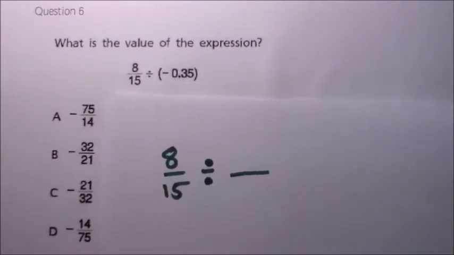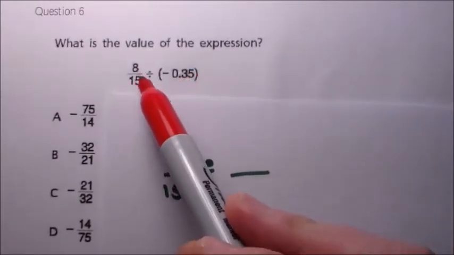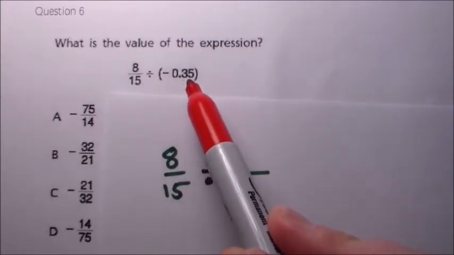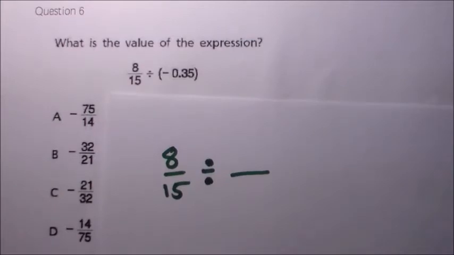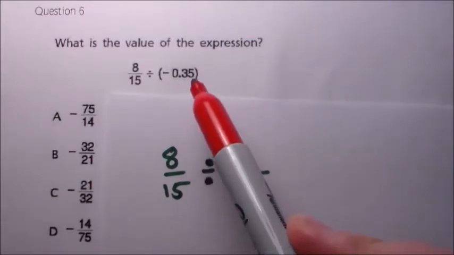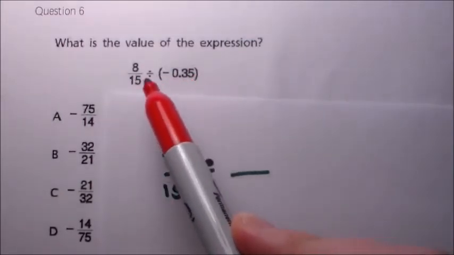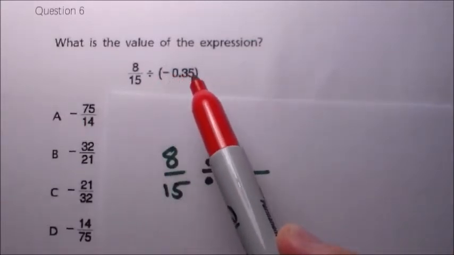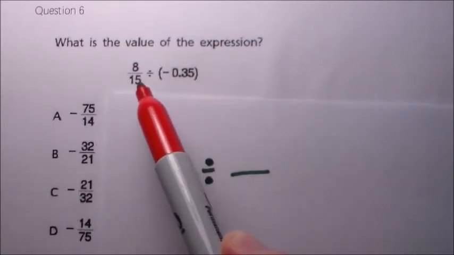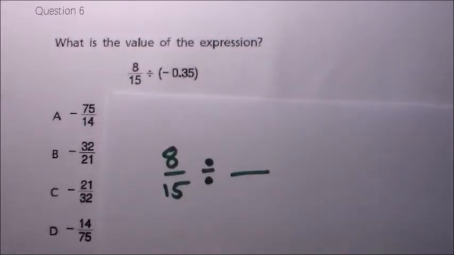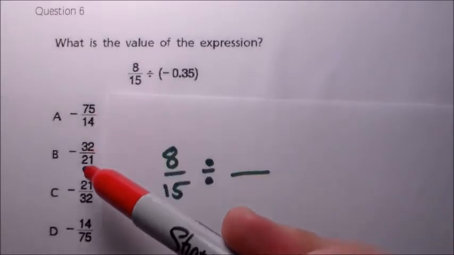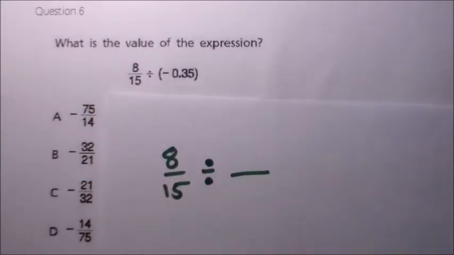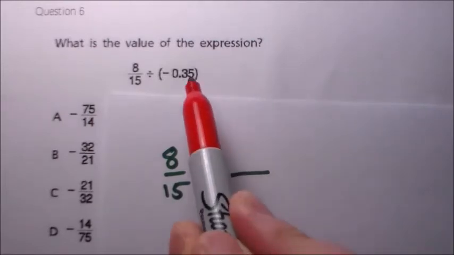So we have 8 over 15 divided by, let's just forget about the negative and just say 0.35. Well, we've got to convert one of these numbers to the other form, right? Because we can't deal with fractions and decimals. We have to deal with fractions and fractions, or decimals and decimals. And because all our answers are in fractions, I think it's a lot easier to work with fractions. So let's just turn this into a fraction.